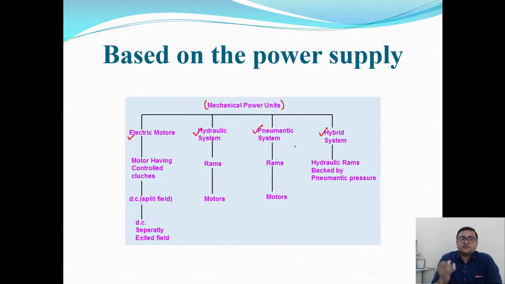Now the subcategory of the electric motor includes controlled clutches kind of mechanism, DC split field motor and DC separately excited field motor. This part is related to electrical engineering, but in mechanical engineering you need to know this subcategory. In case of the hydraulic system, rams will be there and motors will be there. In case of the pneumatic system, again rams and motors will be there. And in the hydraulic system, a subcategory is the hydraulic ram backed by pneumatic pressure.